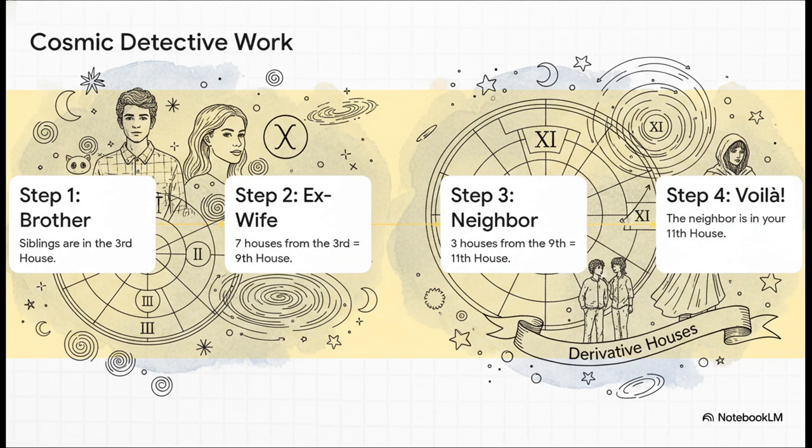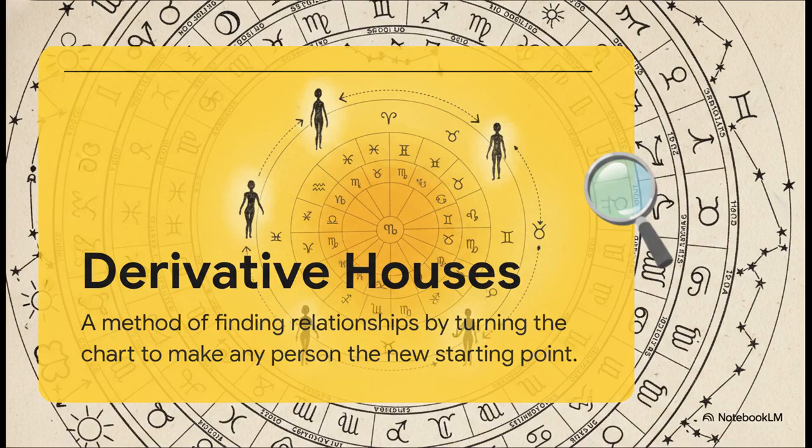So, step 1, we find the brother. Siblings are always in the 3rd house. Easy enough. Next, his wife, or ex-wife, is 7 houses away from his house. A little spin of the wheel lands us in the 9th house. Then her neighbor is 3 houses away from her house, which brings us all the way around to the 11th house of the original chart. And boom, there's our suspect. This clever technique is called derivative houses.